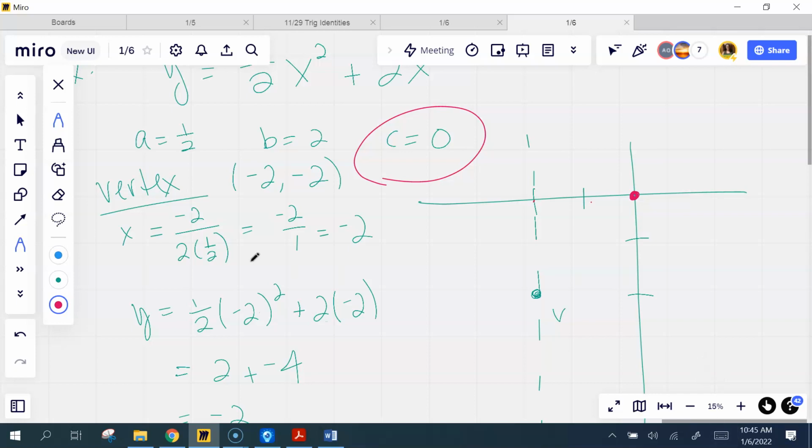1, 2. 1, 2. Reflected, connected. Does it have a minimum or a maximum? A minimum.